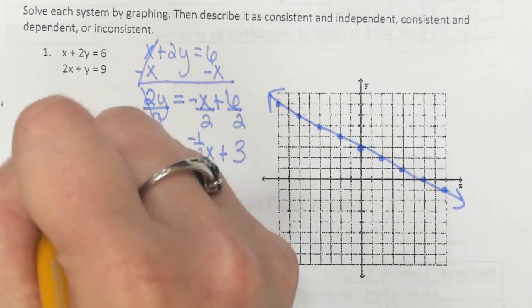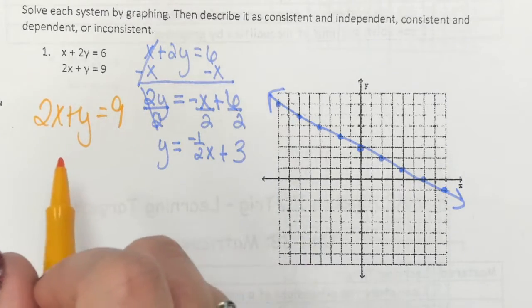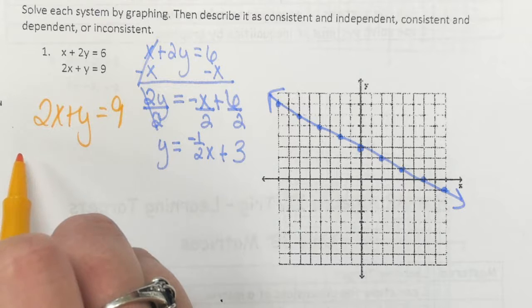All right, so I have 2x plus y equals 9. What would I do to graph that one? What do I have to do first?